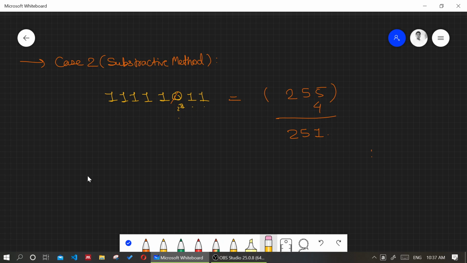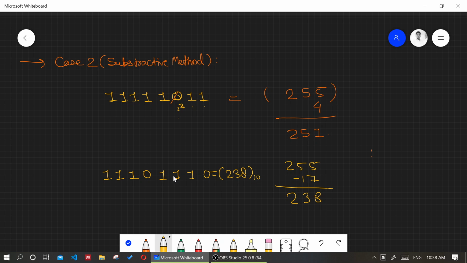Let's take one more example. Suppose your number is 1 1 1 0 1 1 1 0. Still this method is useful. This is 2 raised to the power 0, then this is 2 raised to the power 1, 2, 3 and 4. 2 raised to the power 4 is nothing but 16, and plus 1, 17. So 255 minus 17 will give the answer. So this will become 8, this will become 3, and this will become 10. So the decimal equivalent of this binary number will be 238.